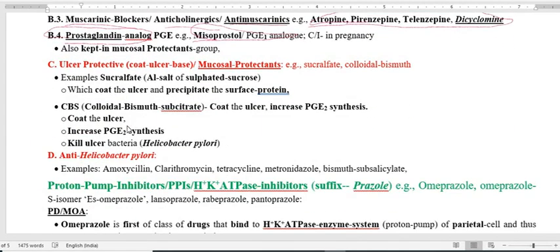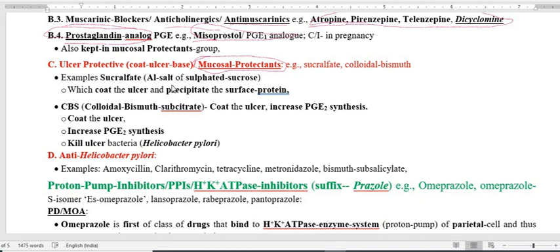So now we have to go through the other classes of drugs that are not primarily acting to inhibit the release of hydrochloric acid. Rather, they are going to protect the gastrointestinal mucosa. Therefore they are called mucosal protectants. They are protecting the mucosa of the gastrointestinal tract, and they also seal the ulcer.